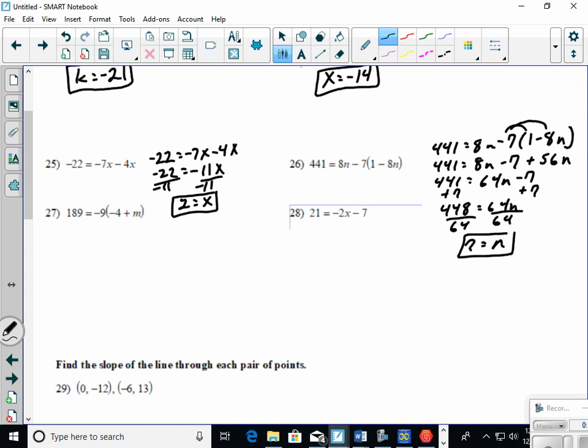All right, 27, 189 equals negative 9 times negative 4 plus m. Distribute the negative 9. 189 equals negative 9 times negative 4, will be positive 36. And negative 9 times m is going to be negative 9m. And we can subtract the 36 from both sides.